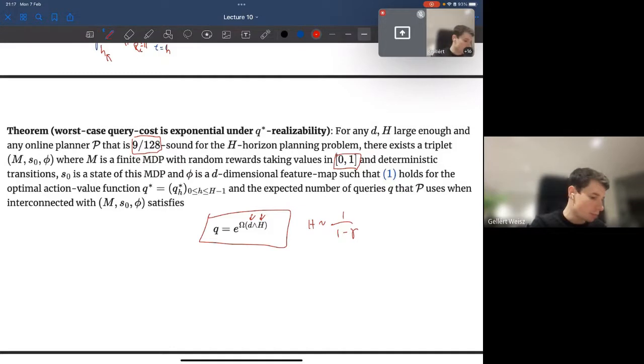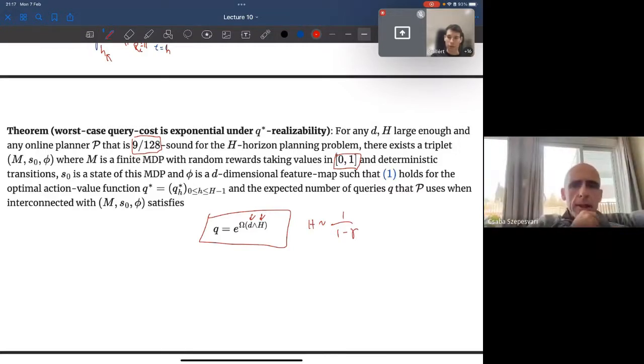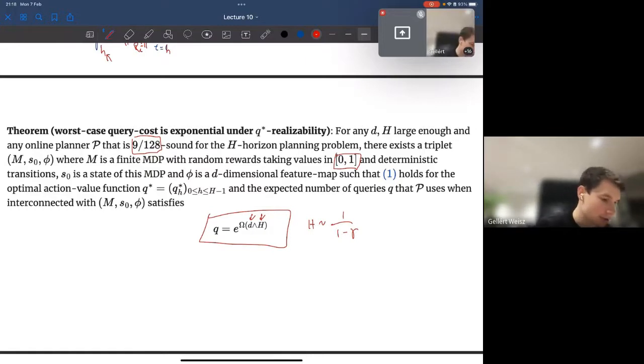Okay. Is it clear what this theorem is trying to say? It's all good? Maybe you can go through the rest of the things that are in the theorem statement. I guess there is only one thing to talk about, which is that after the 0, 1 interval, the transitions are deterministic. That's an extra niceness that we say, because it makes the result a little bit stronger by saying that even if the transitions are deterministic.